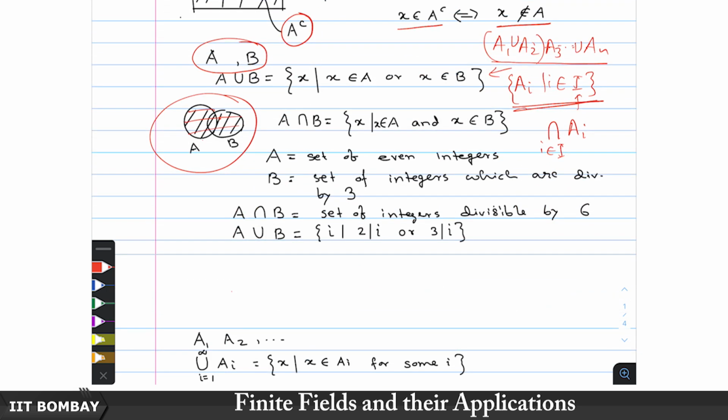For example, if we take the set A to be the set of even integers, that is integers which are divisible by 2, and B to be the set of integers divisible by 3, then what is A intersection B? It is the set of integers which are divisible by both 2 and 3, which means they are divisible by 6. Similarly, A union B will be the set of integers which are either divisible by 2 or divisible by 3.